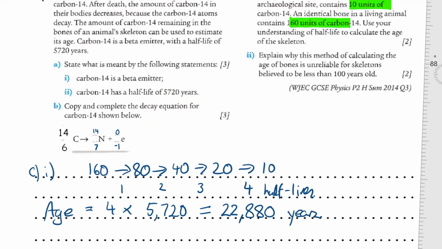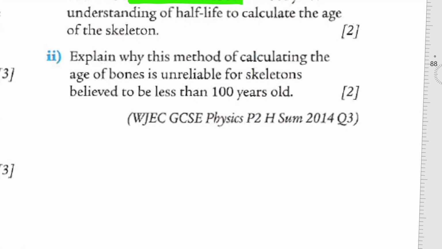See, part 2, explain why this method of calculating the age of bones is unreliable for skeletons believed to be less than 100 years old. Well, the answer there really is that it's difficult to measure accurately the small change in activity that would occur in only 100 years.